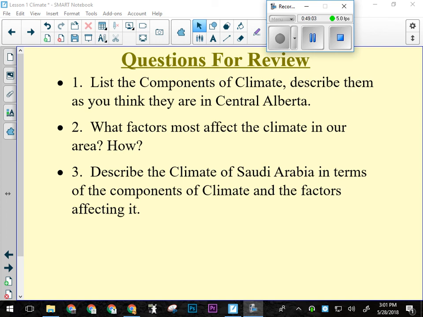All right, if we're looking at the climate of Saudi Arabia in terms of the components of climate, what's temperature like in Saudi Arabia? Hot, hellishly so. It's like 50 degrees there all the time. It's brutal. All right, what about precipitation? Not much. This is a desert. It's like shifting sands. It looks like Tatooine, if you know what I'm talking about.